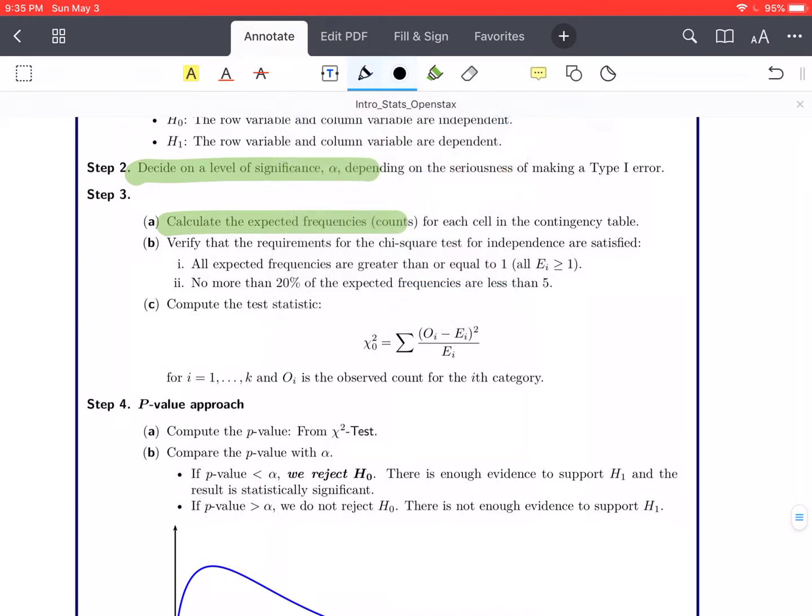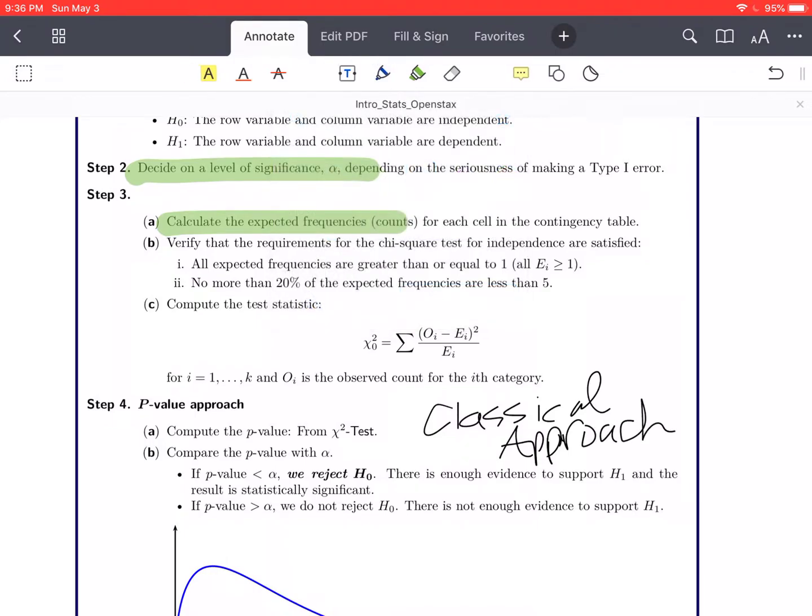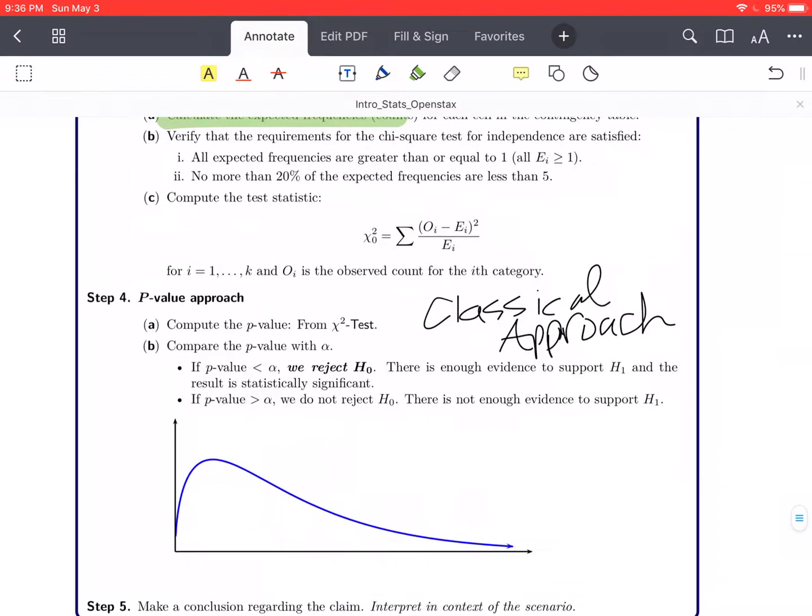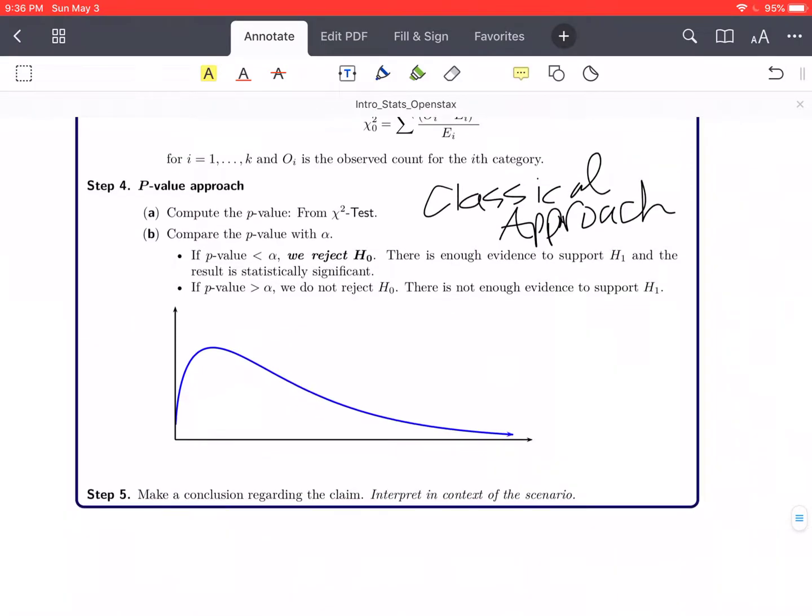And then p-value approach, we're going to do the same thing we did last time, which is we're going to use the classical approach for this. With appropriate technology you could certainly use the p-value approach, but we're just going to use classical for this one. And then of course make our conclusion at the very end of the problem.